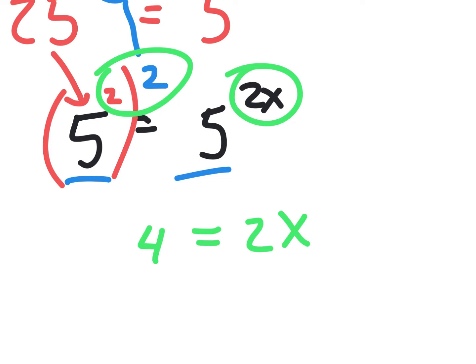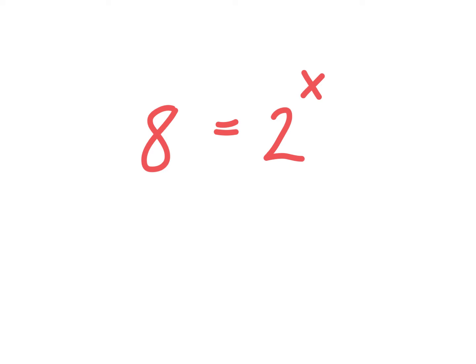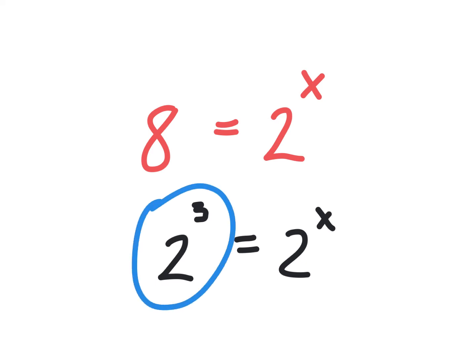Okay, so that's yesterday. How is that like today? Well, what if I said 8 equals 2 to the x? I could rewrite the 8 as a 2 to the something. Would you agree that 8 is 2 to the 3rd? Does that make sense to you? Then 2 is the 3rd root of 8. Do you get that?